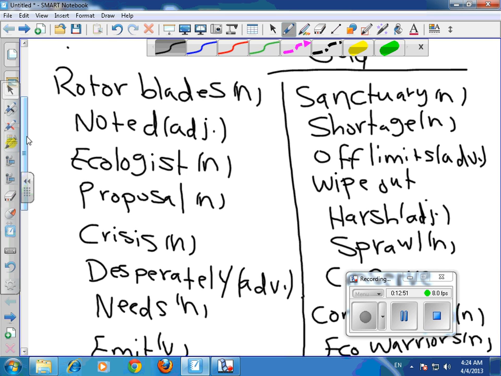Okay, the word after is sprawl. What does that mean? To cover a large area, often in a way which is not tidy or not planned. When you cover something in an untidy way. In an untidy way, I'm sorry.